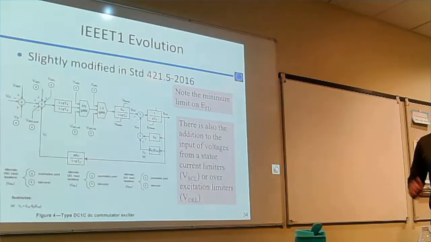So if you jump ahead to the IEEE standard 421.5 in 2016, what are we calling this? They're all done in PowerWorld. This would be the DC1C. Yeah, this is the DC1C model. Since we were able to put them in first, we took the name from the standard and we used it. Why doesn't everybody else use it?